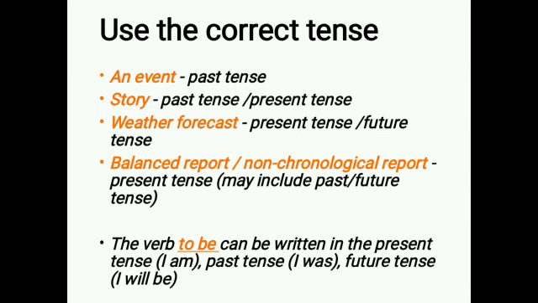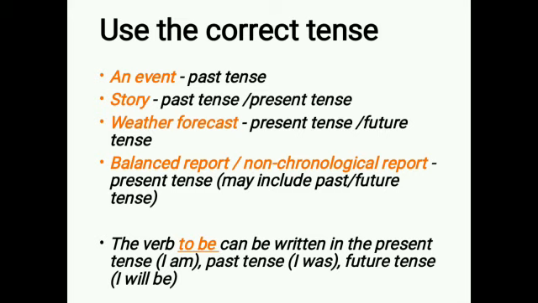By now, you should understand that particular tenses are used according to the text purpose. A news report or event is written in past tense. A story can be written in past tense or present tense. A weather forecast can be in present or future tense. A balanced report or non-chronological report is generally written in present tense but may include some past or future tense as well. If you look at the opening statement of the report about traffic in cities on page 88, it is written in present tense.